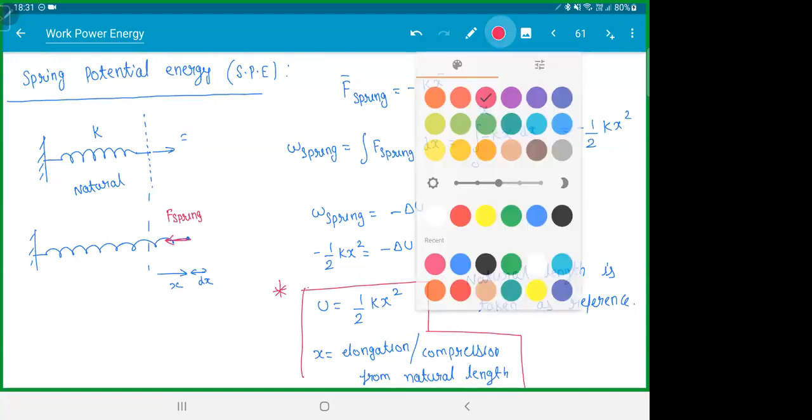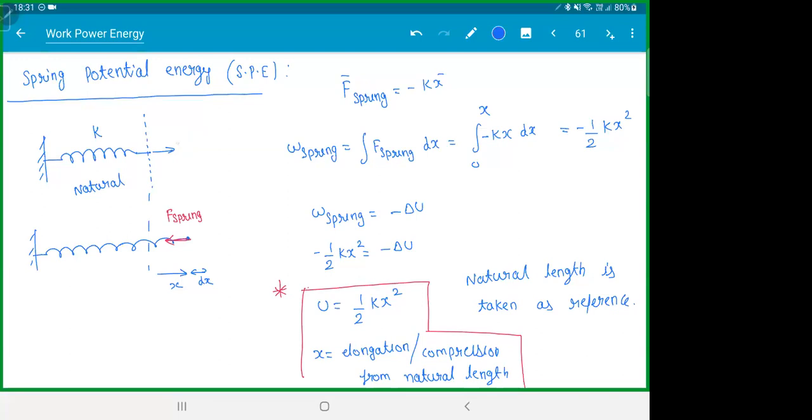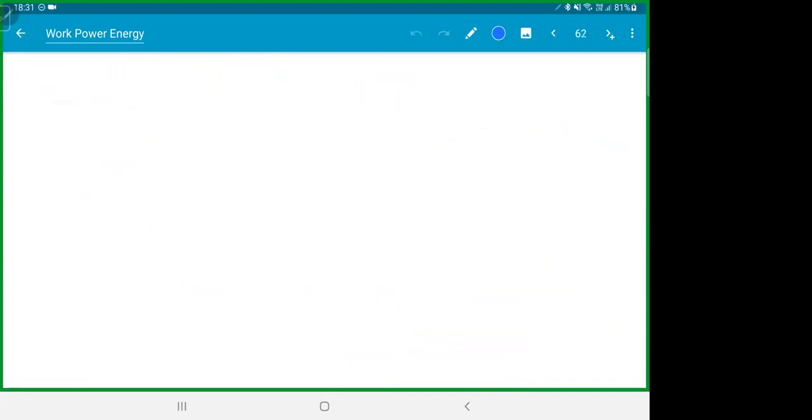This is F external. That's your spring potential energy. The third energy is kinetic energy.